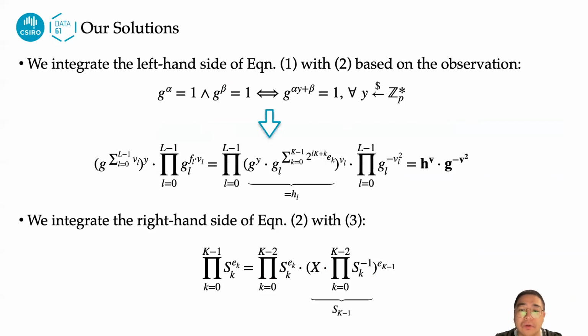Next, we try to address the integration issue of the third verification equation. We can combine the right-hand side of the second and third equations by replacing the term sk-1 with the product of x and the remaining terms from S0 to sk-2.